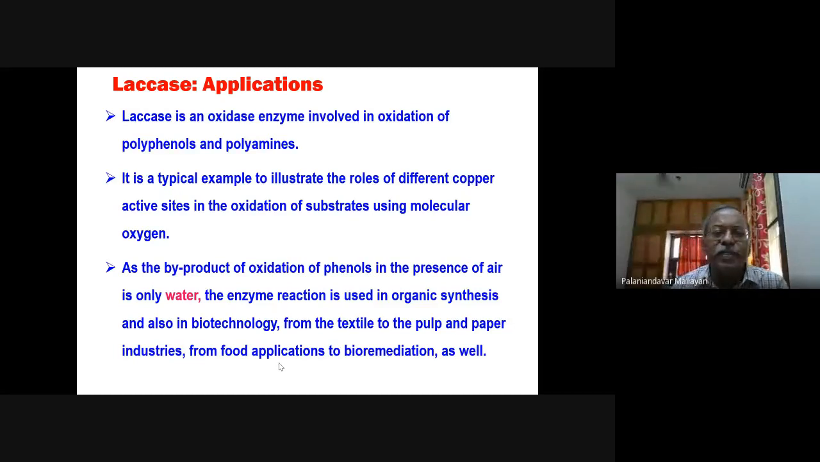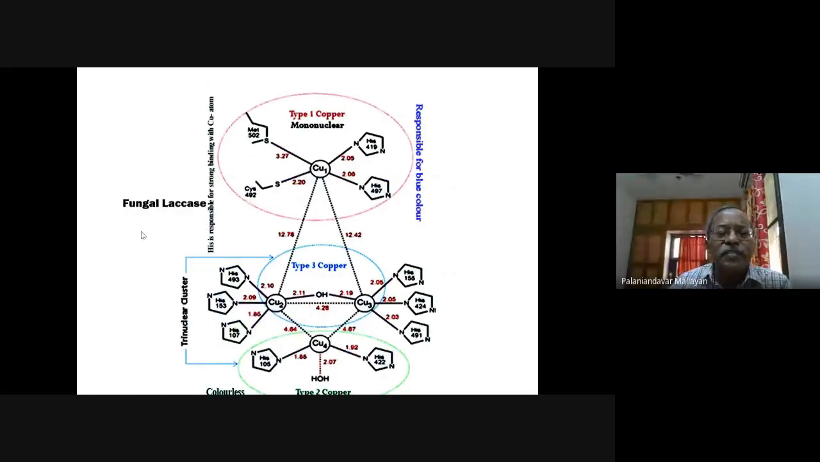That's why I took it up at the end, so that you will try to understand the chemistry behind this and also appreciate the role of laccase. Now, what are these sites? It's a fungal laccase. So the type 1 copper is here, stitched into this complex enzyme. So what is its role?